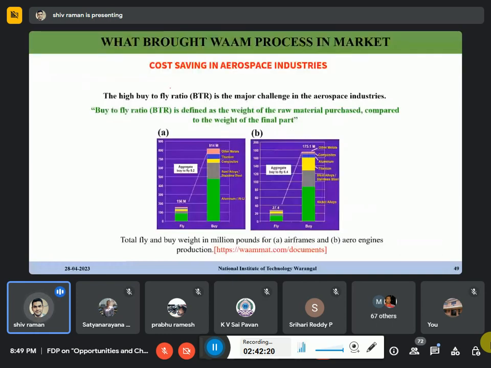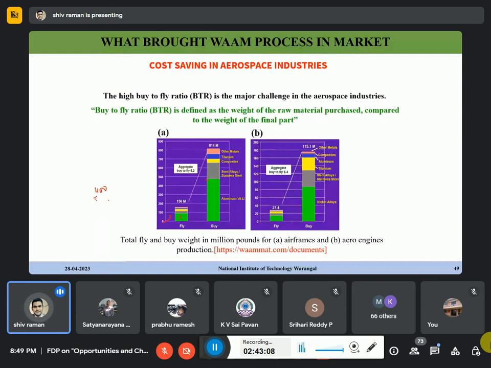So what brought wire arc additive manufacturing into market? Especially in the aerospace industry, it is the buy-to-fly ratio. Buy means the raw material we are buying, and fly means the raw material after processing that is subjected to the flying component. In airframes and aero engines, for the aluminum green line, the purchase is somewhere around 500, and below 100 is the material utilized. So the loss of 400 units is there, and this buy-to-fly ratio is significantly low, somewhere around 5 to 1. Whatever we are buying, whatever we are flying is significantly low.